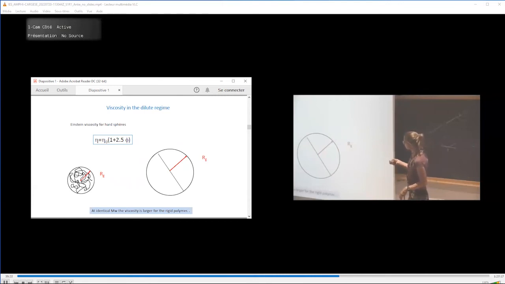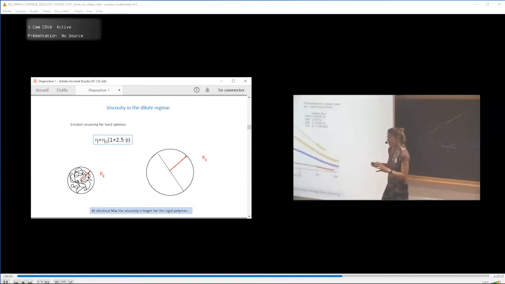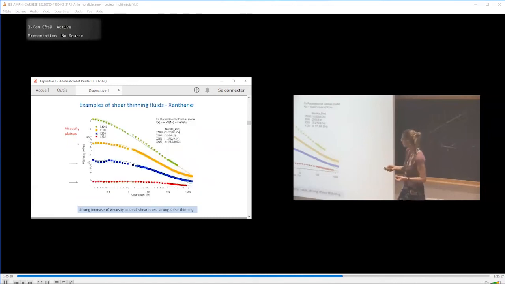So I also wrote down here this Einstein viscosity. First of all, you should probably be surprised that I write the Einstein viscosity here, because we've learned that Einstein viscosity is actually for hard spheres. So these are not really hard spheres. So first thing, to be able to apply this Einstein viscosity idea, which actually works rather well, we need to be in a very small shear rate regime. The very small shear rate regime is actually like the plateau values here, which means that for the coil, I do not deform the coil, and for the fiber, I do not orient the fiber. Okay, so that's the first thing.